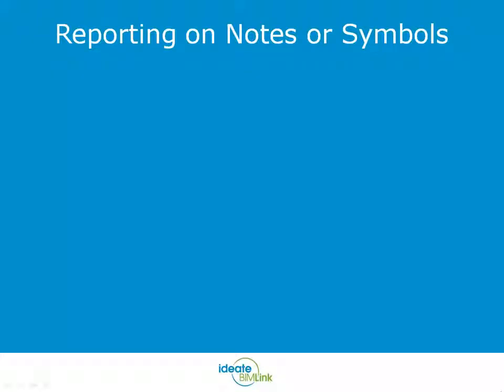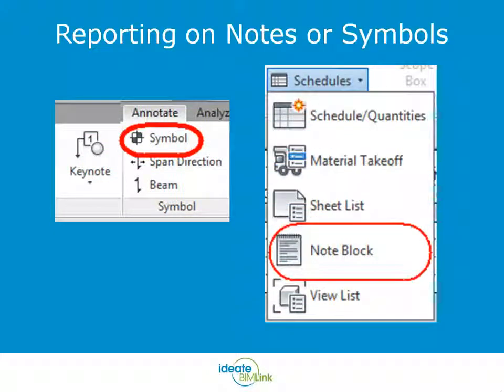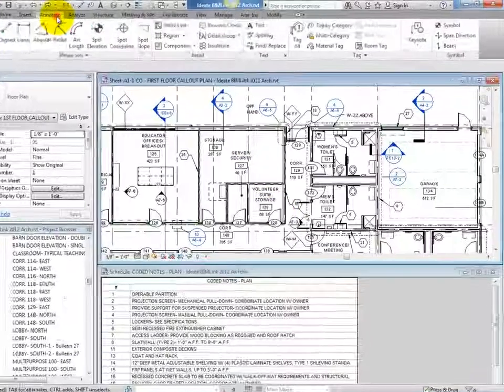Revit provides two tools to help us manage this kind of data: generic annotation objects, which are also referred to as symbols, and then note blocks, which are like schedules but report on generic annotation objects. Let's review how these tools are used in Revit.